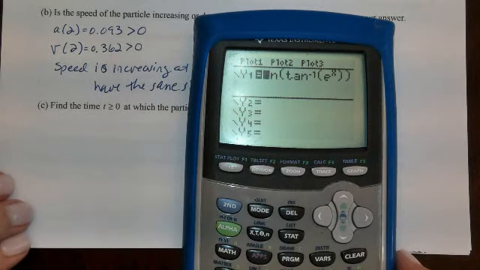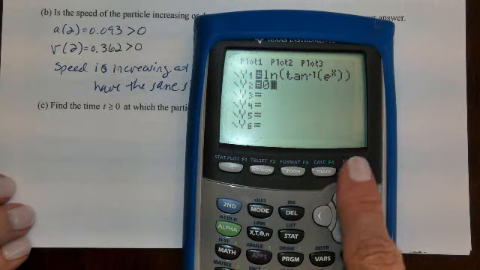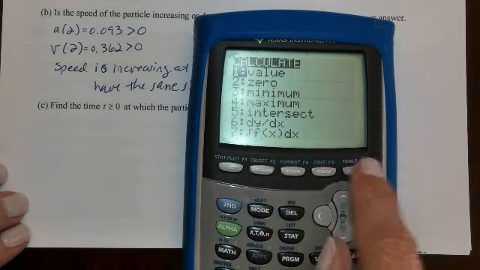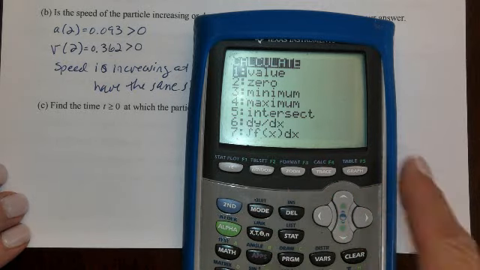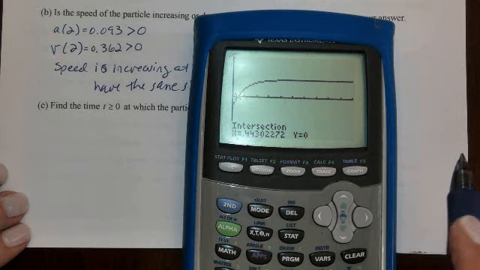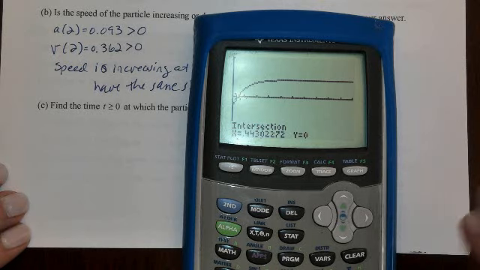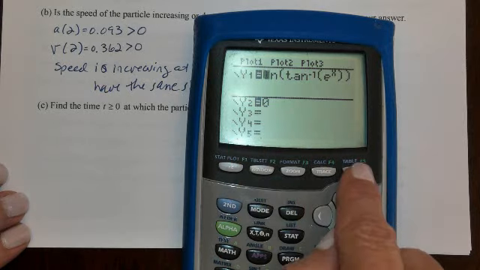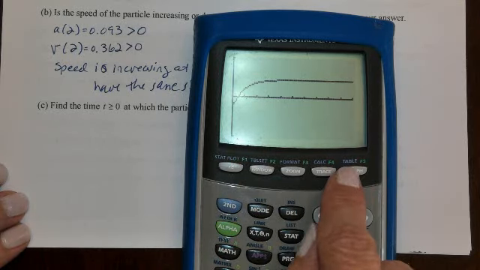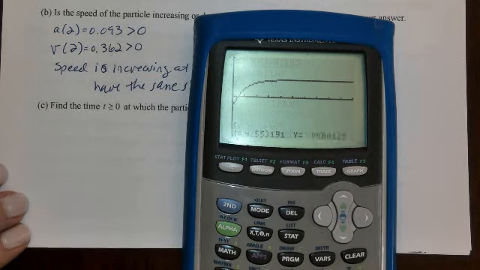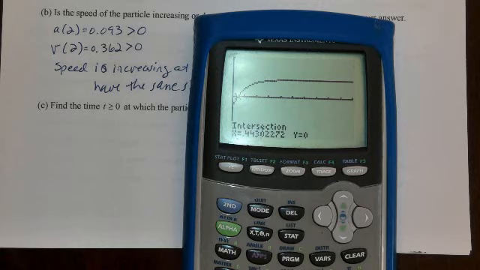So to find that time, I'm going to put 0 in for y2, and then I can just do second calc. Intersection is number 5. Enter, enter, enter. That's the quickest way I know to find an x-intercept. Okay, let me do that again. I put 0 in for y2, graphed it, and then do second calc 5, enter, enter, enter, and it'll give that intersection point to you.